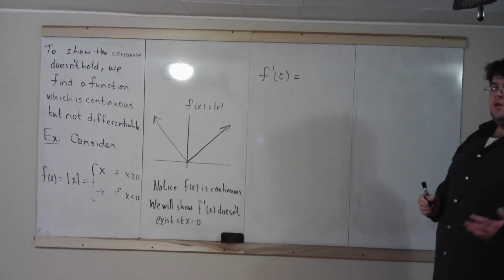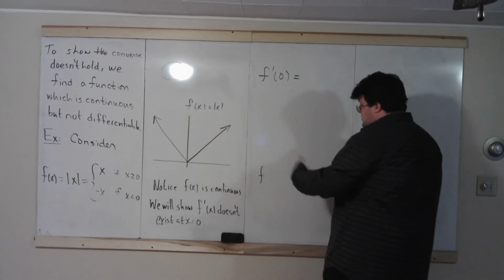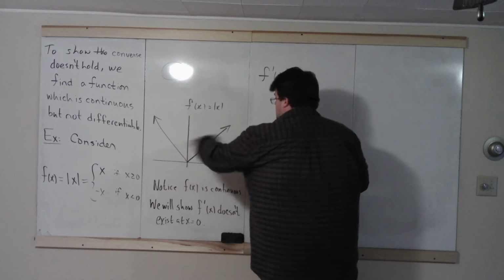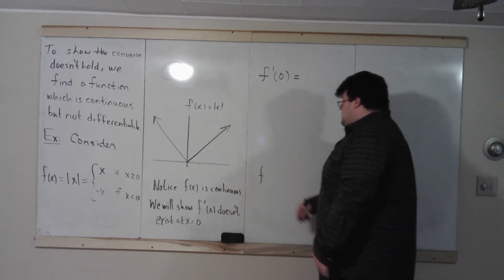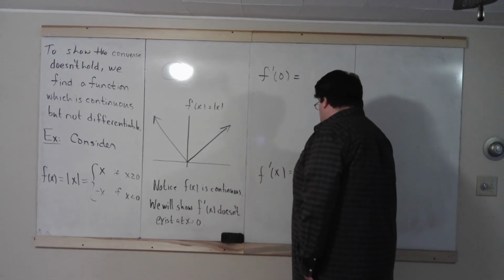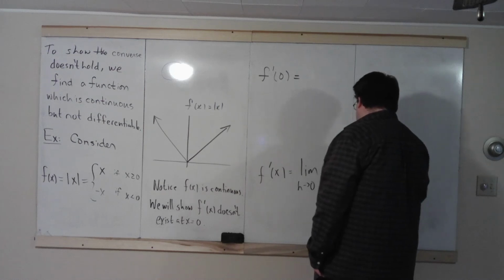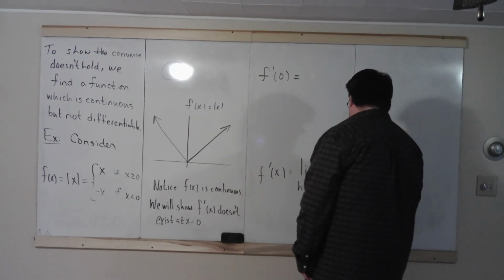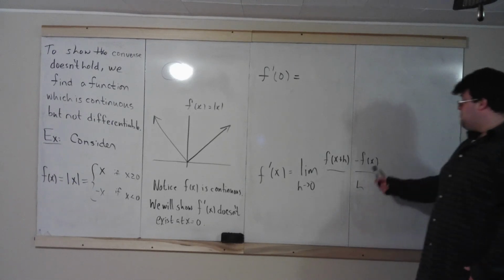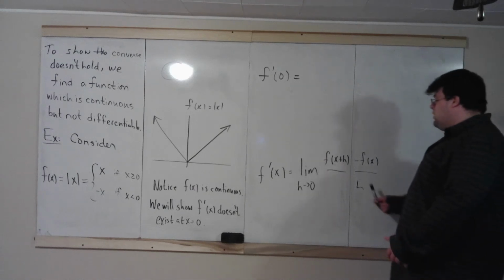Well, remember the definition of f prime of x. If I had a larger board, I would point back to what was written on this second board before. Recall the definition of the derivative. f prime of x is the limit as h approaches 0 of f of x plus h minus f of x, all over h.